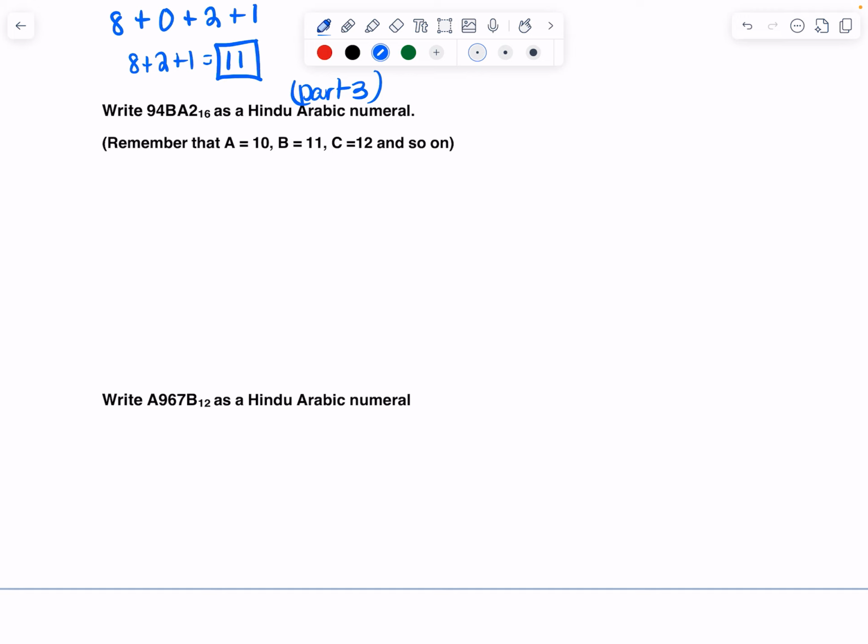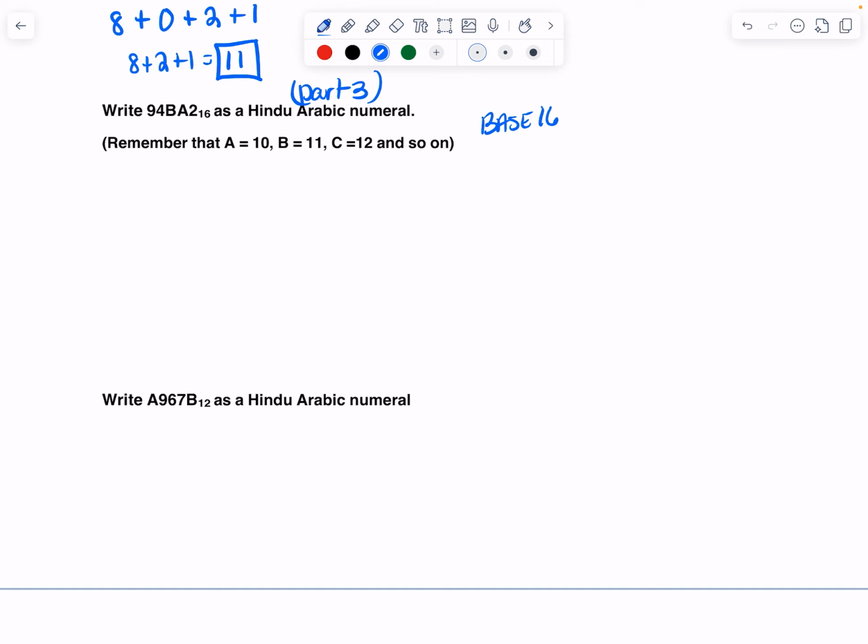In this particular problem that we stopped off at in the last video, it asks us to write 94BA2 base 16 as a Hindu Arabic numeral. So just as a reminder, I'm going to put on here that I'm in base 16. Remember, that's hexadecimal. And also remember that any value over 9, such as 10, 11, 12, and so on, we have to represent as letters.